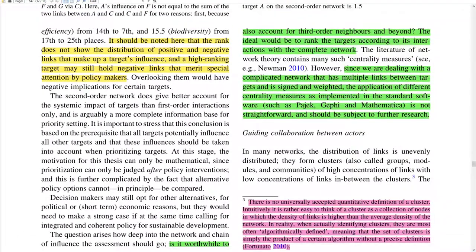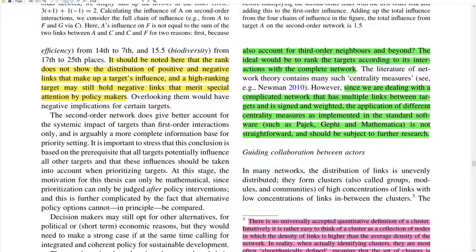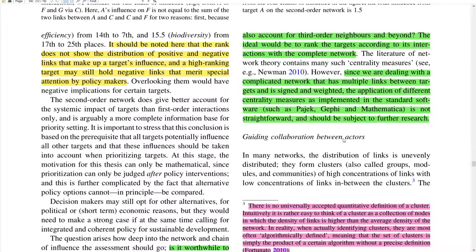They've also added that it is worthwhile to also account for third-order neighbors and beyond, perhaps. The ideal would be to rank the targets according to their interactions with the complete network, and not just first order, second order, third order.